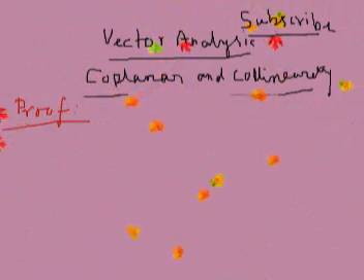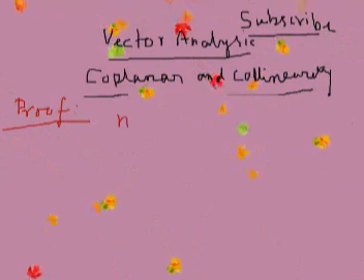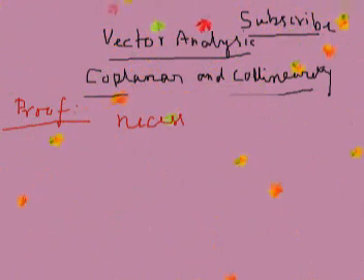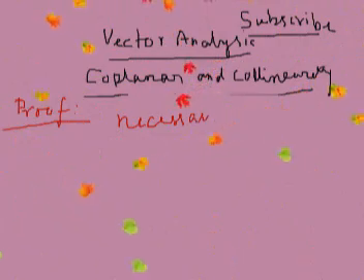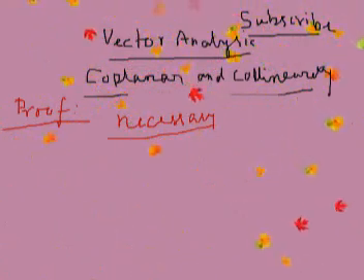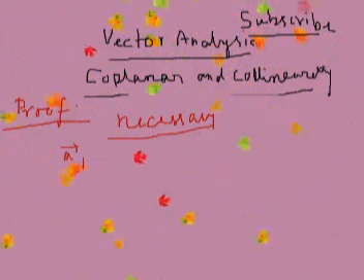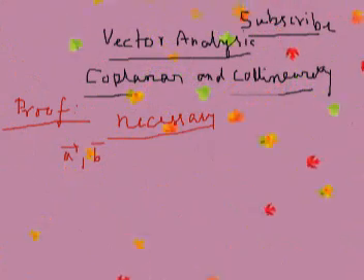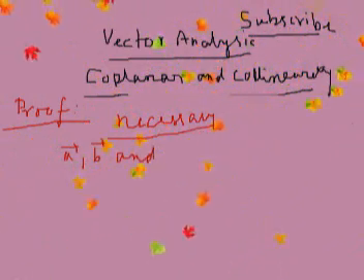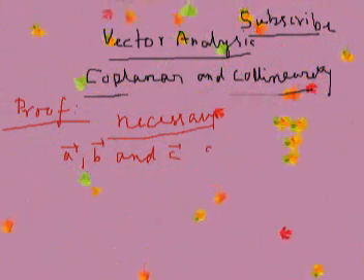So first we prove that this is necessary. Necessity, we will prove necessary. The condition is necessary. So how can we prove? We take that three vectors A, B, C are collinear. If three vectors are collinear, then is the condition necessary or not? We are trying to justify. A, B, C three vectors are collinear.